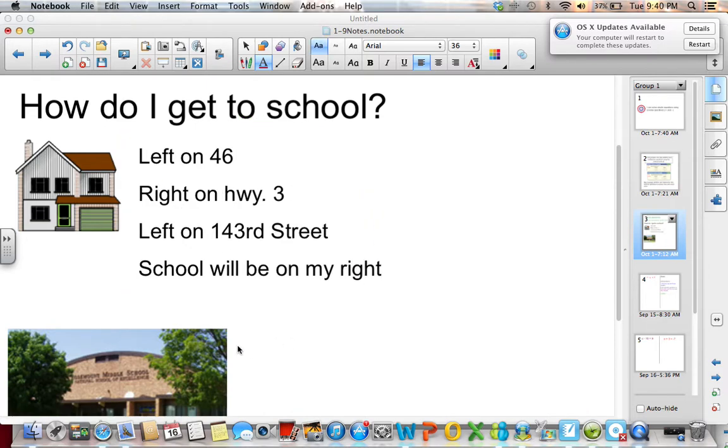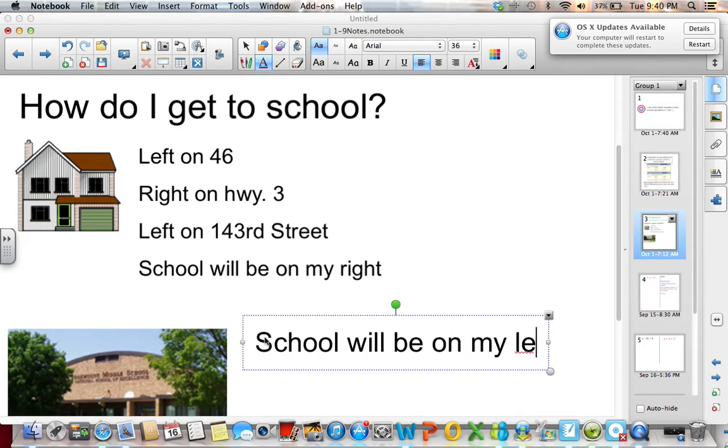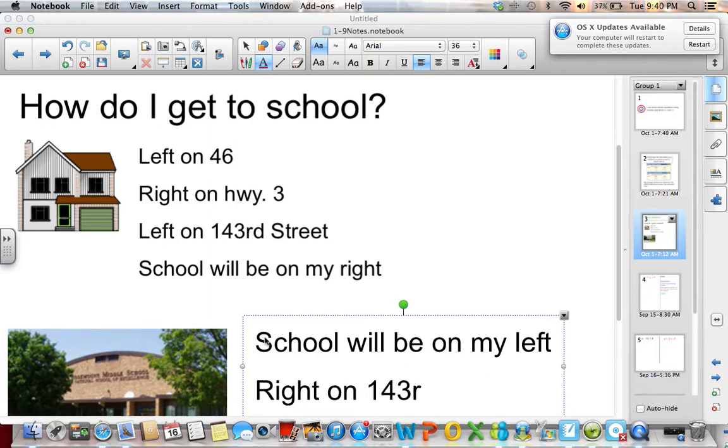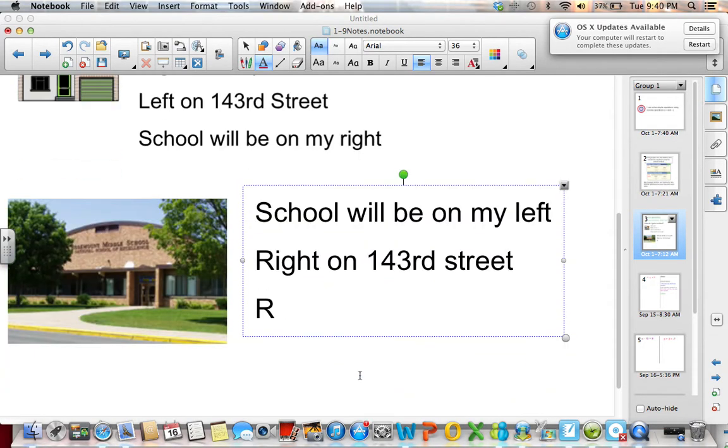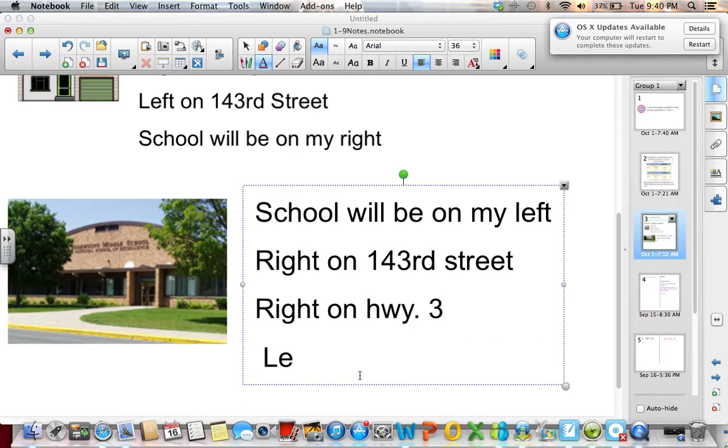Okay, coming home from school. So if I leave school, the school will now be on my left. I take a right on 143rd Street from the parking lot. Then I take a right on Highway 3, and then I take a left on 46. Okay, so see how it's opposite?